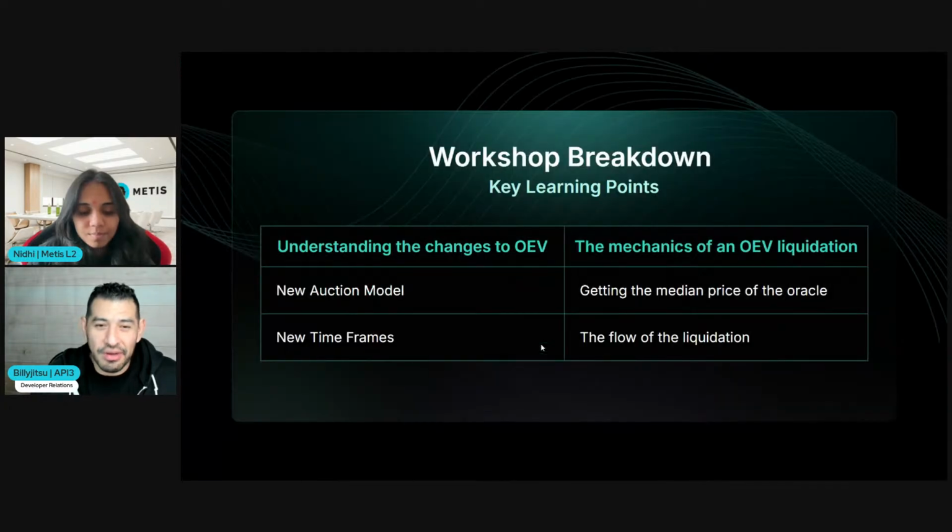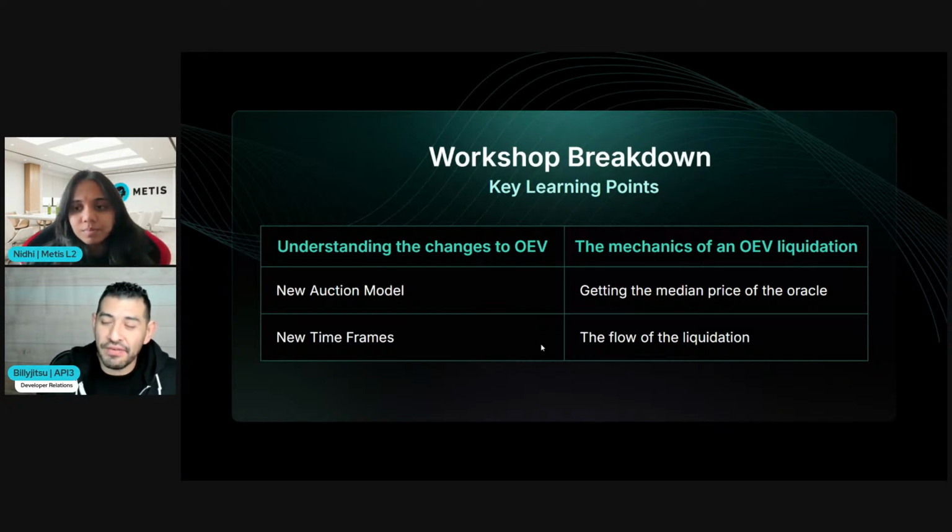So let's go through the workshop breakdown. We're going to understand the changes to OEV. If you're watching the YouTube video from last year, we are now on OEV V2. We got some feedback from searchers and made some adjustments. So we have a new auction model, and we have new timeframes for that OEV auction. And then we're all going to understand the mechanics of an OEV liquidation.